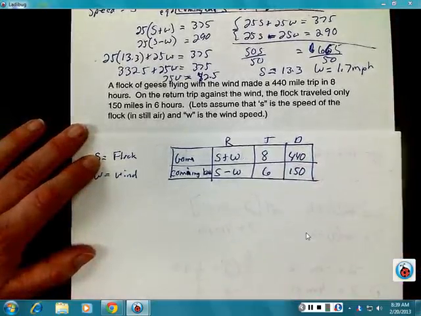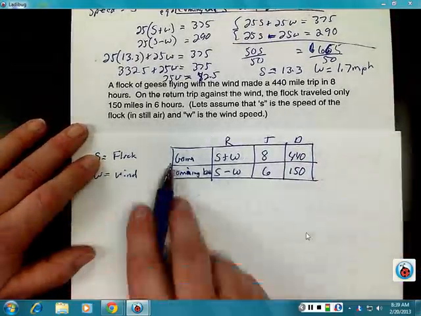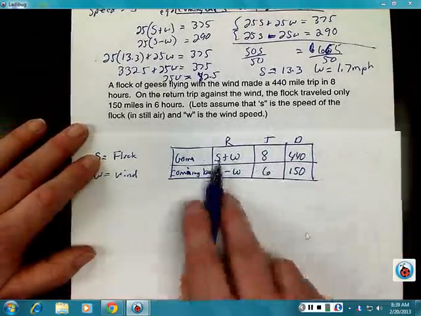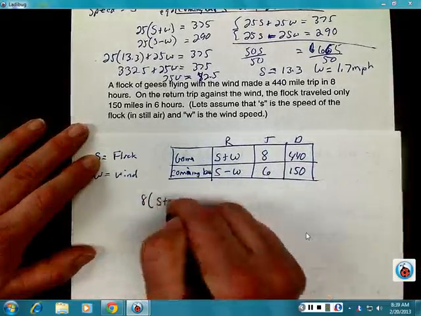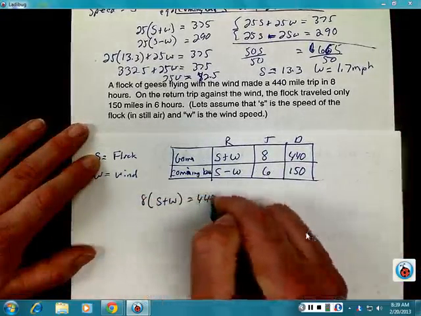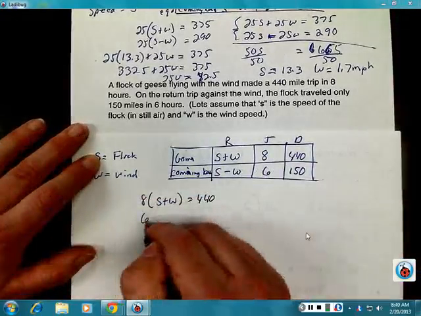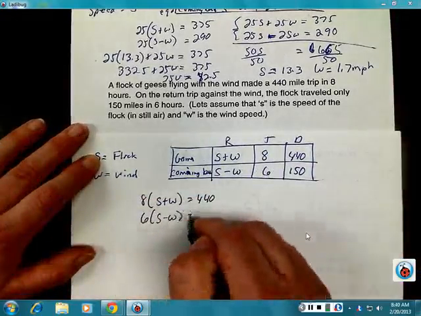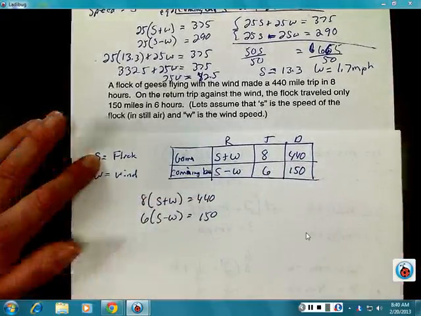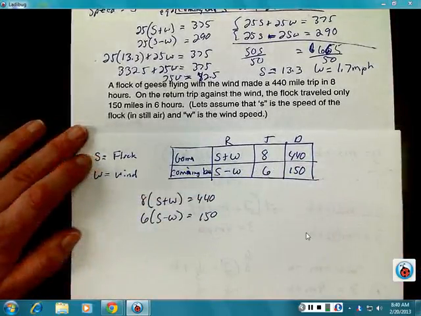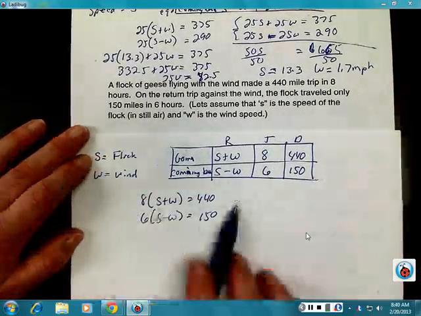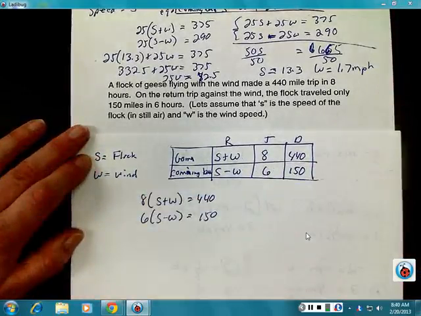Make sense? Okay. So if I set this one up, I'm going to have 8 times S plus W equals 440. And then I'm going to have 6 times S minus W equals 150. And we're going to leave it there. Is that okay? You guys can finish that one, you think? Yes? No? Okay.